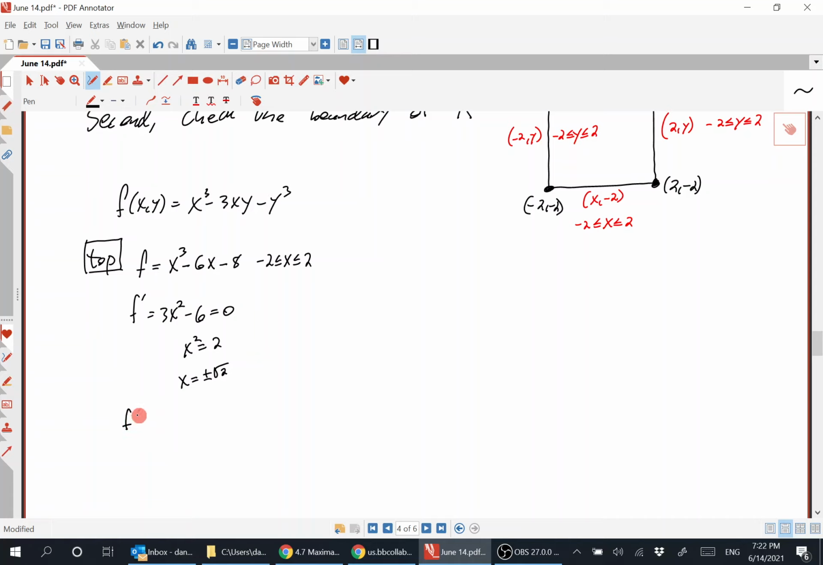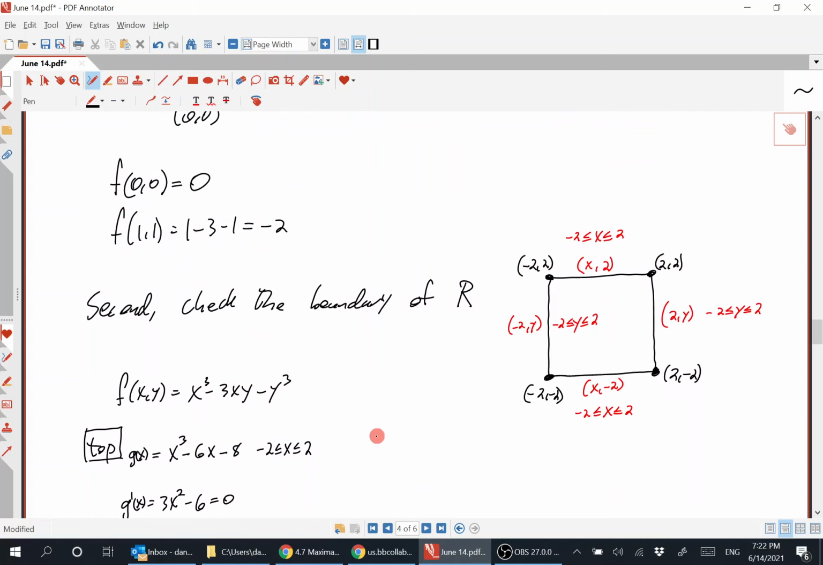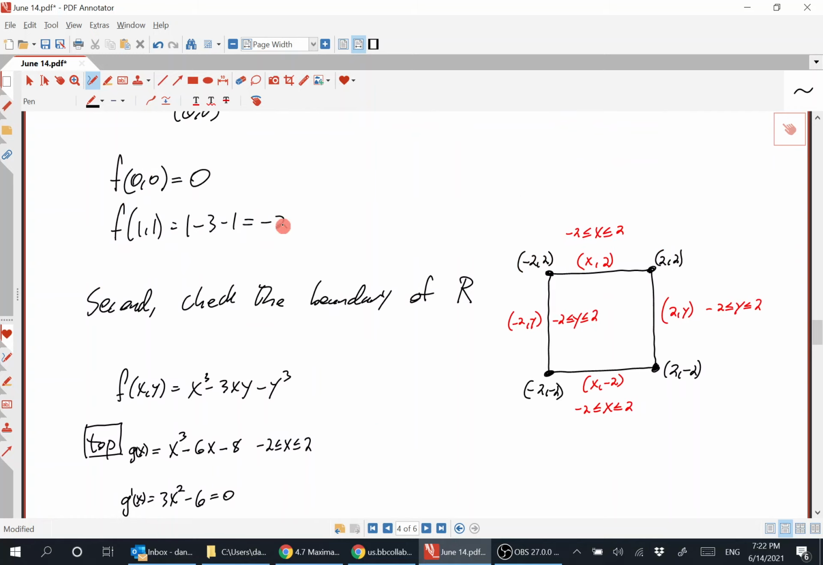Right? So f at 2. Okay, well actually why don't we call it g of x, because it's a function of x. So we'll just call it g this time around. So g of 2, what's g of 2 equal to? So it's 8 minus 12 minus 8, so 8 minus 20, which is minus 12. So I mean already we've beaten out these 2 points, 0 and negative 2.